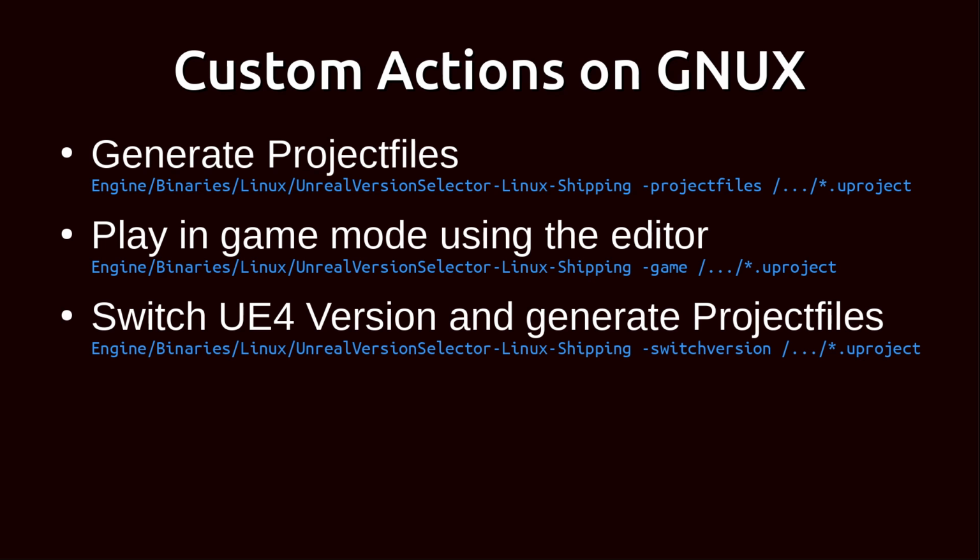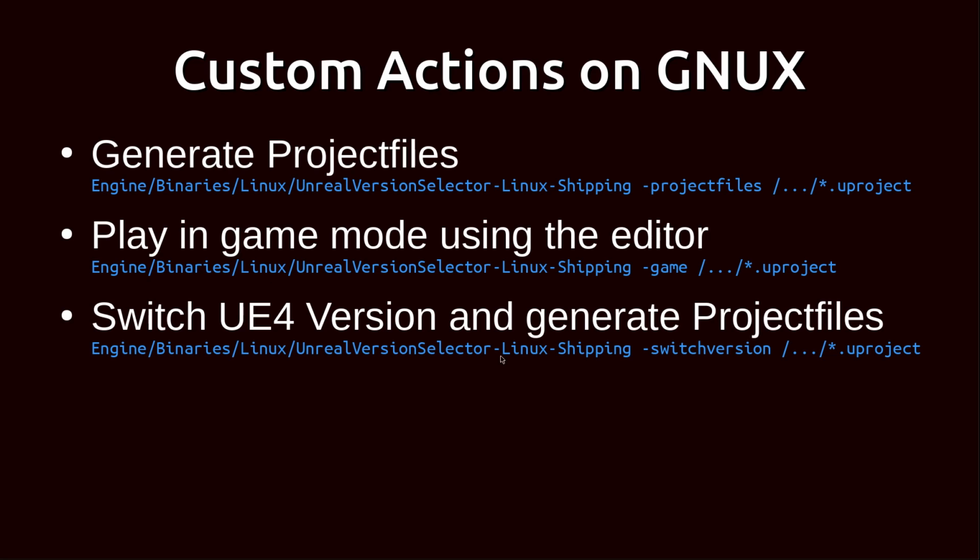Next one. Switch the Unreal version and it will automatically also generate the project files. So this is one of my favorites. So I have, for example, 3 different versions of Unreal Engine. No, actually 4. But yeah, one I removed already. So I have 3 versions. And usually I switch between them to test the project for different versions.